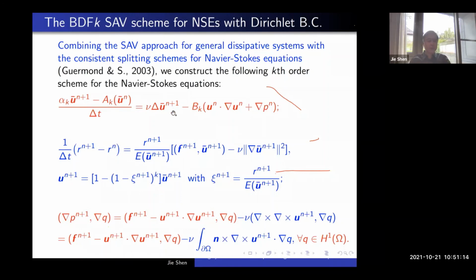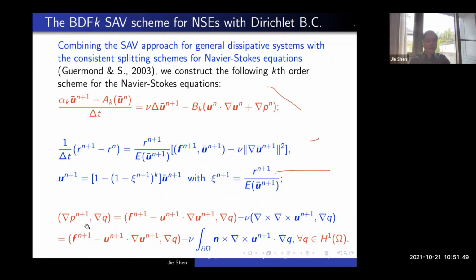The first step is exactly the same. You treat the nonlinear term and pressure explicitly, and you solve U bar first from this equation. And then you solve R^{m+1} from here. Here, if you have external force, you can add external force without a problem. And then you do a correction to get the U bar. So the difference is at the last step.